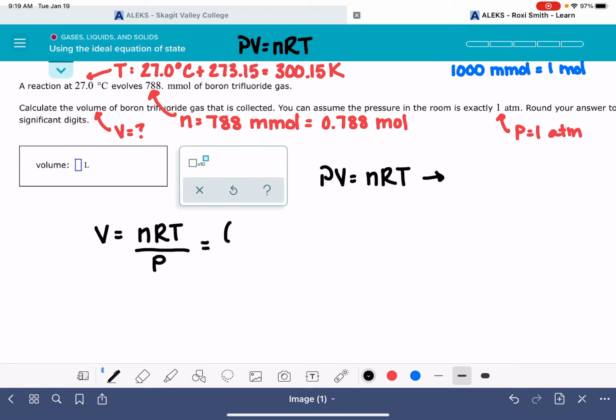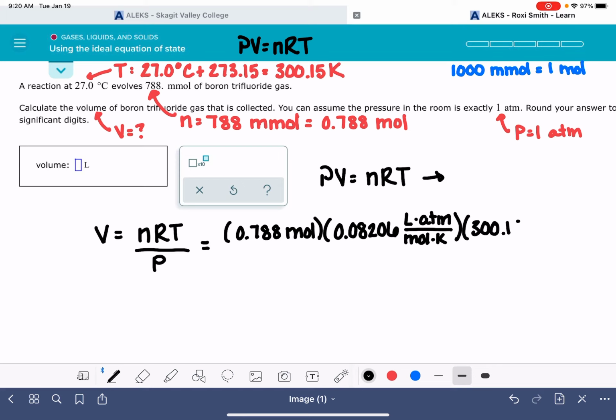The value of n is 0.788 moles. R, the ideal gas constant, is 0.08206 or 0.0821, depending on how many sig figs you like to use. The units are liters times atmospheres over moles times Kelvin, and the temperature in Kelvin is 300.15. And we're going to divide all of this by the pressure, 1 atmosphere.